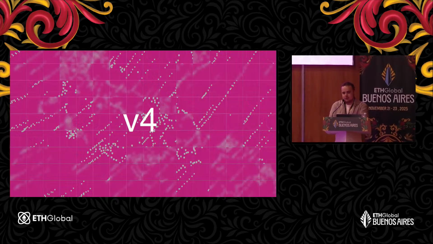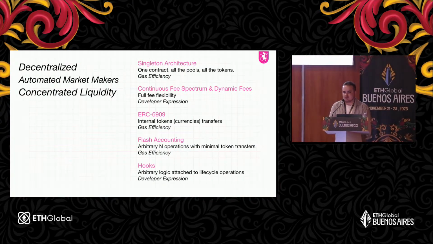And the interesting thing that we will be covering today is V4, this new version that has been live for a couple of months this year. Here are some differences that you will find when trying to build on top of it. First is the singleton architecture. This means that everything happens within a single contract. In previous versions, we had one contract per pair or per pool. In this case, everything happens inside one contract.